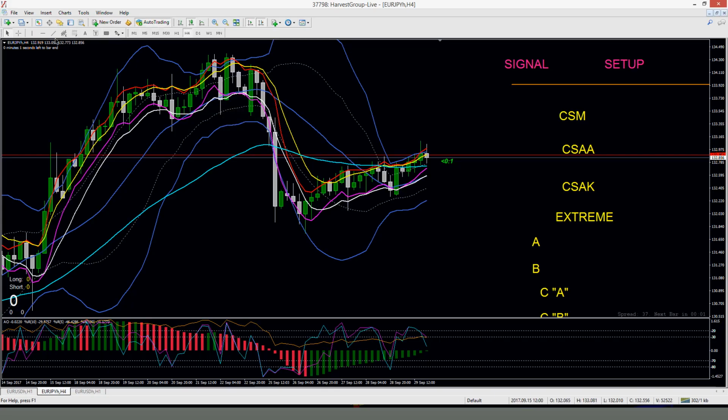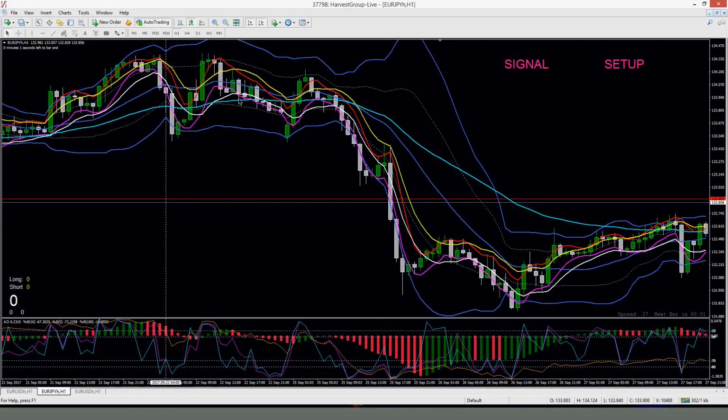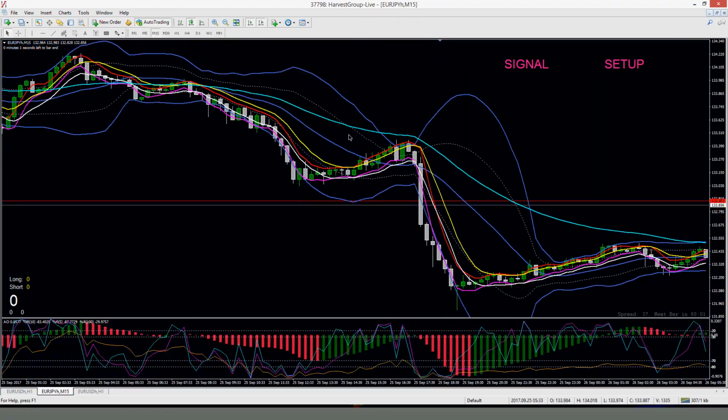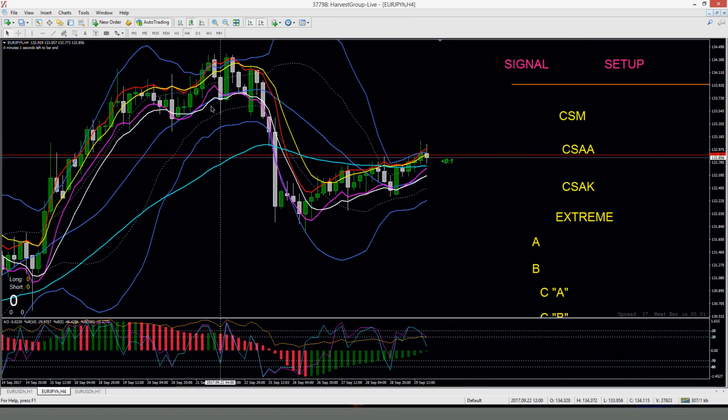Okay, so for candlestick direction, how you identify this as a valid candlestick direction is you have to check the lower time frame for momentum. Okay, so here you have a momentum and also at M15. So two time frames have to have momentum. So as you can see, that's a valid candlestick direction.